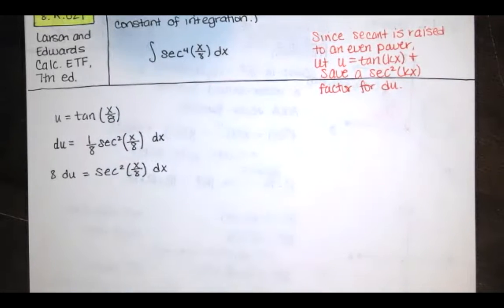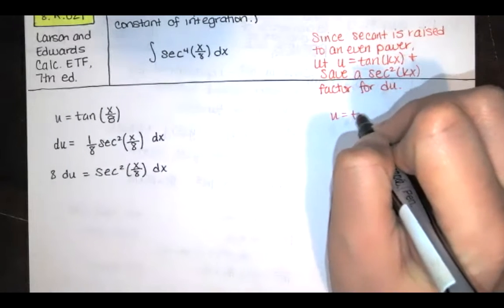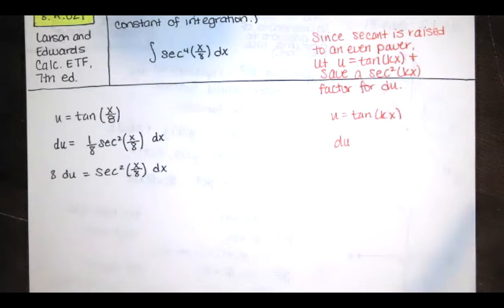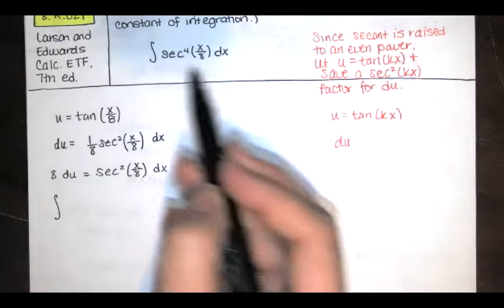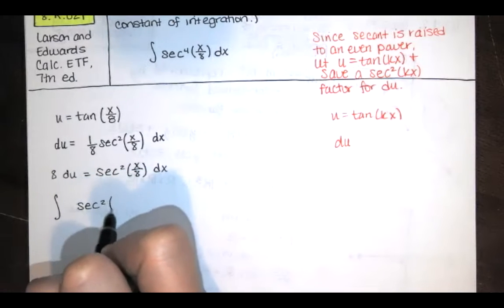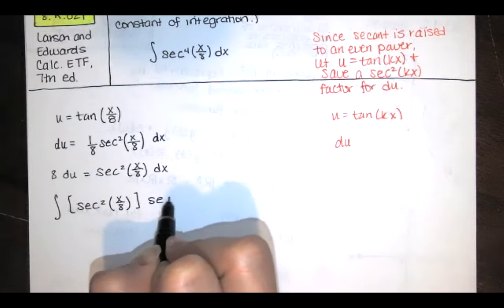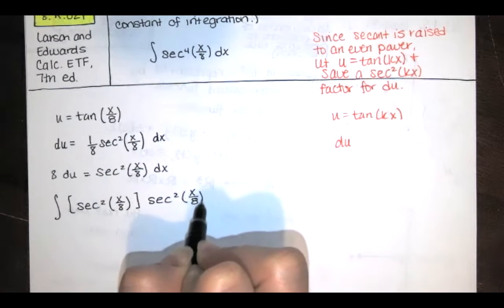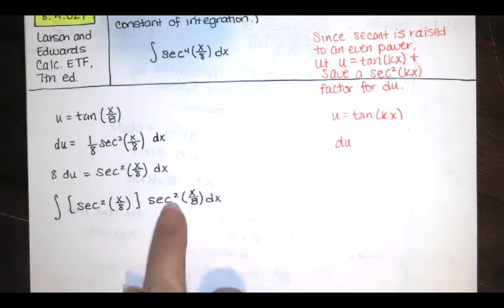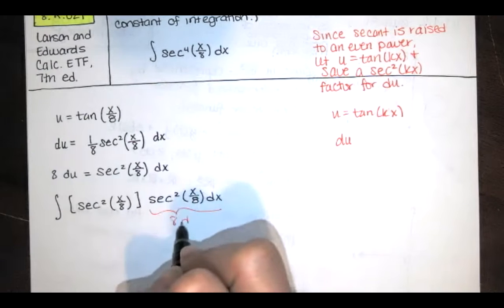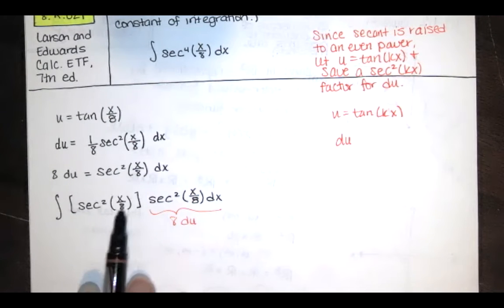Okay, so we're told that this is the approach to take. We start by defining u. We compute du. And the guideline said save a secant squared factor for du. So we'll have secant squared of x over 8 times secant squared of x over 8 dx. This is the part that we'll write in terms of u. That's 8 times du. Now everything else in here has to be written entirely in terms of u.